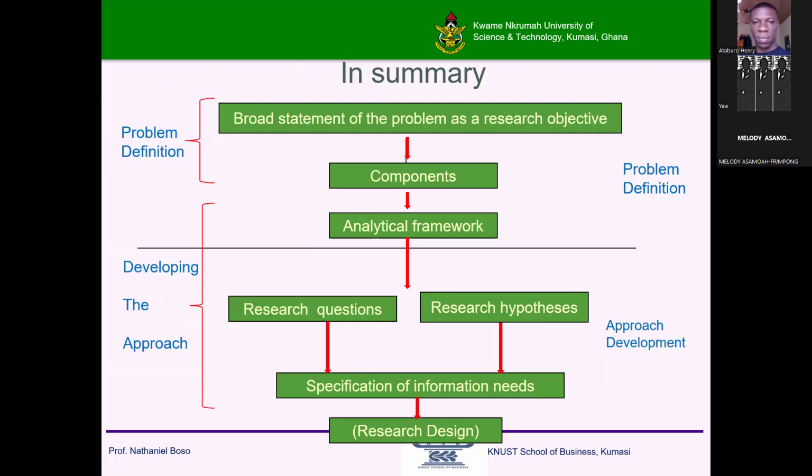Okay, so in summary, problem definition goes with coming out with a broad statement and breaking them down into specific research questions that can be addressed with data. And the next step is an analytical framework. And it has a lot of components here: research question, research hypothesis, and specification of information needs captured under developing the research approach. But you see that they kind of overlap. When you look at the right-hand side, problem definition and approach development, and you look at the brackets on the left-hand side, you see that they tend to overlap. Research is iterative. When you come to searching information and literature, you might go back to even update your research problem's components, okay? So that is just a mind map to guide us through our lectures.